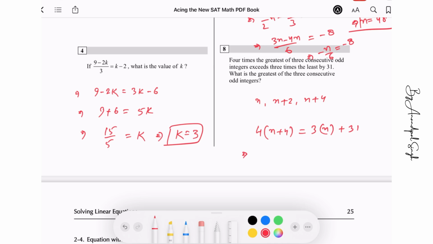What's the greatest of the consecutive odd integers? We need to find this. So we have 4n plus 16, 3n plus 31. It implies n equals 15. Therefore, n plus 4 is 15 plus 4, 19. So the answer is 19.